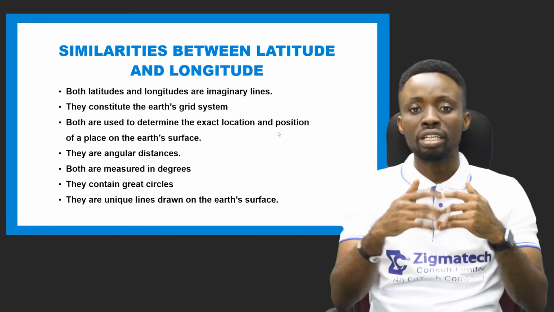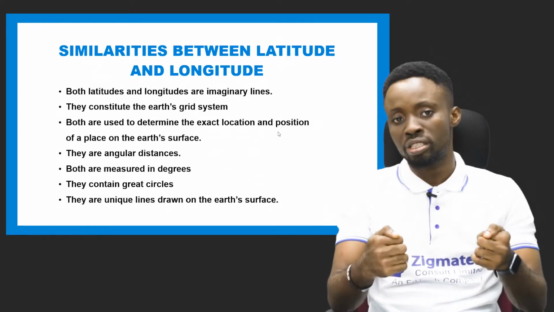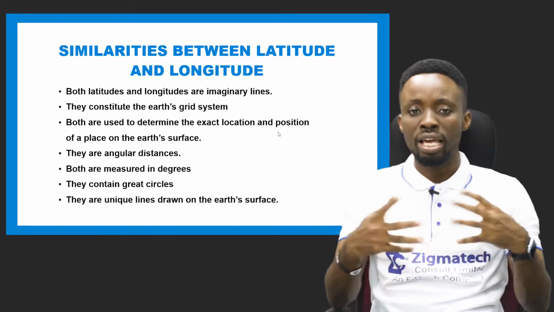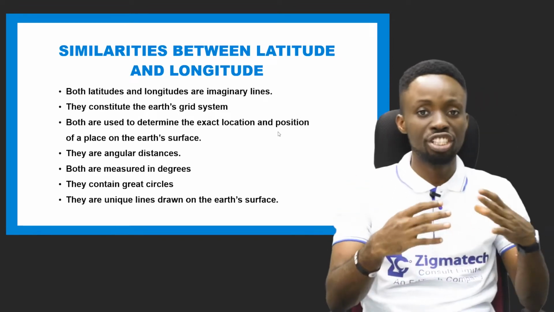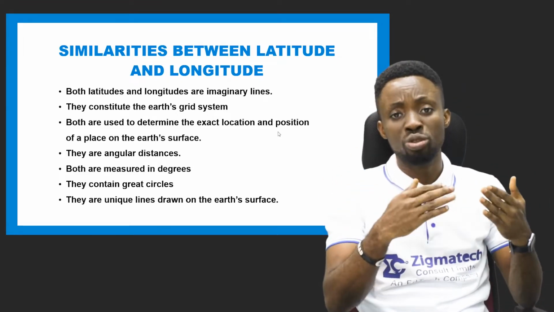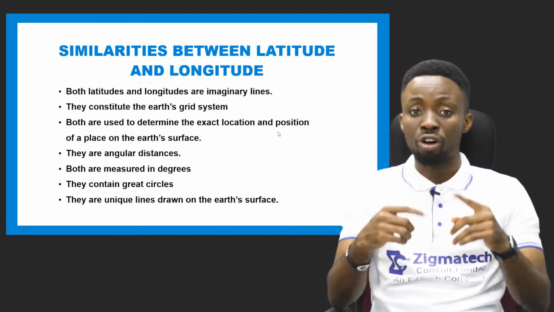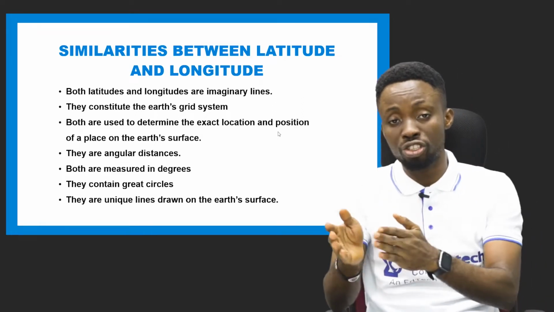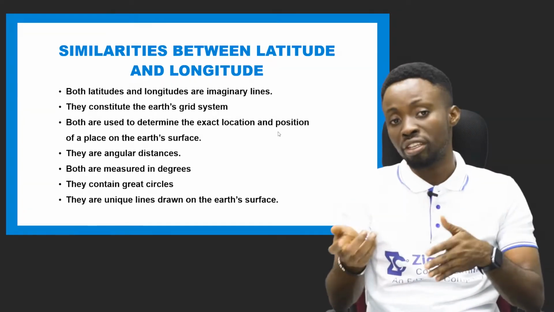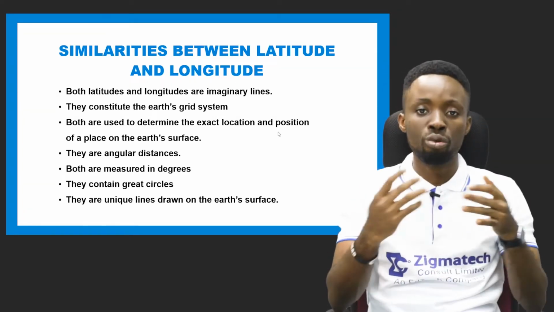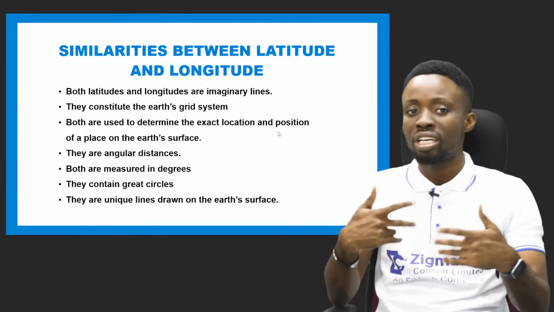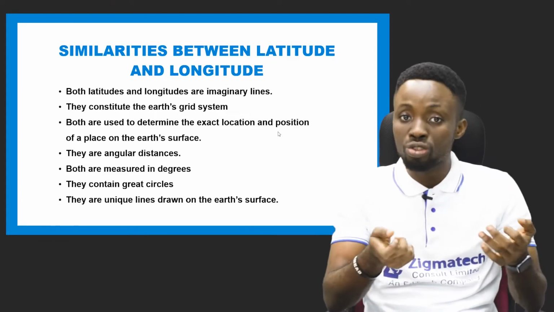What I'm trying to say is this, that you cannot find a place on the Earth without combining both latitude and longitude. Let's take, for instance, the location of Nigeria. If you are to search for Nigeria on the globe, Nigeria is actually located between latitude 4 and 14 degrees north of the equator, and longitude 3 and 15 degrees east of the Greenwich meridian. That's to say that if I make use of only the latitude and leave the longitude behind, then that country is no longer a land area.